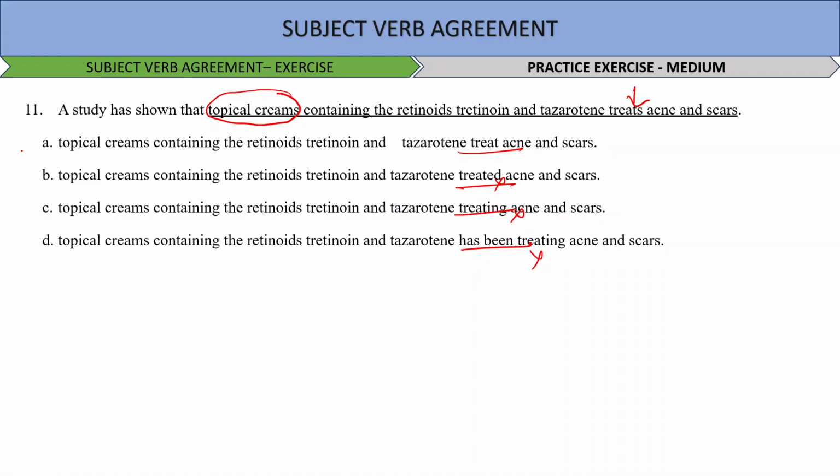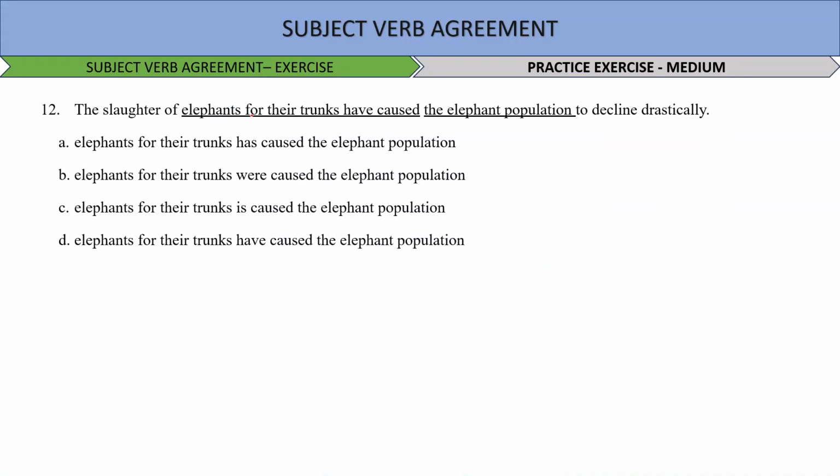Now, question number 12. The slaughter of elephants for their trunks have caused the elephant population to decline drastically. So the verb should agree with the subject, the slaughter. The slaughter, right? The slaughter is singular, and because the slaughter is singular, we must follow singular form of verb, which is given here as have. So that is incorrect. Were caused, incorrect. We are not talking in present, so is caused, also incorrect. Again, have caused, incorrect. We are only left with option number A, which says elephants for their trunks has caused the elephant population.